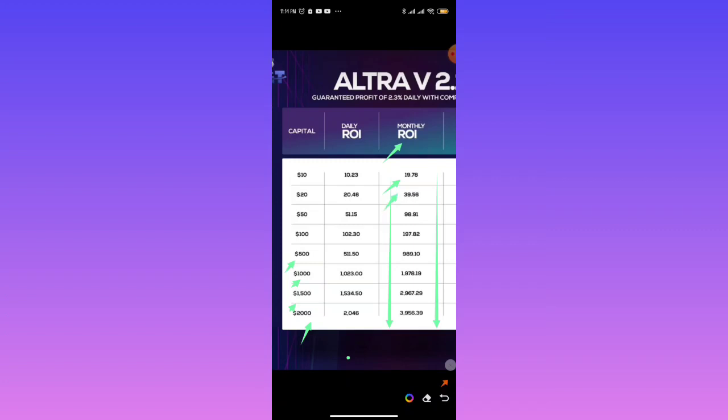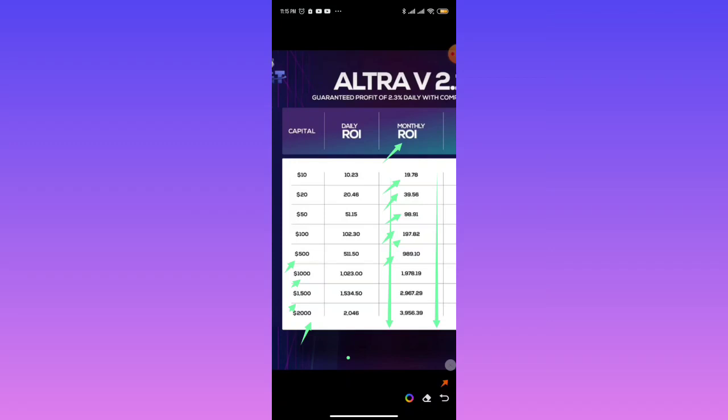Now, for $20 your money will be $39.50 in 30 days. For $50 you will have $91 in 30 days if you compound it for 30 days. Every 24 hours you can have access to withdraw. I'll talk about the 15 days plan. So for $100 you have $97.82 in 30 days for compounding.